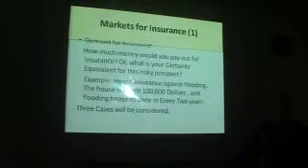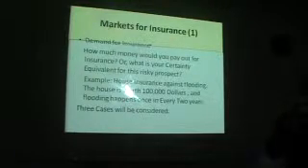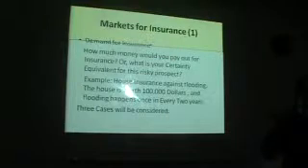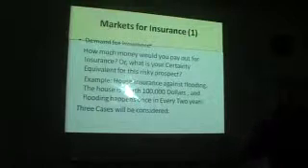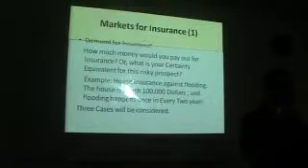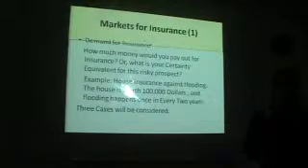Now regarding insurance, insurance is like any other service or good. It has demand and it has supply. But why do we study insurance in this chapter? Because when you are making a decision to buy insurance, you buy it because of risk and uncertainty.